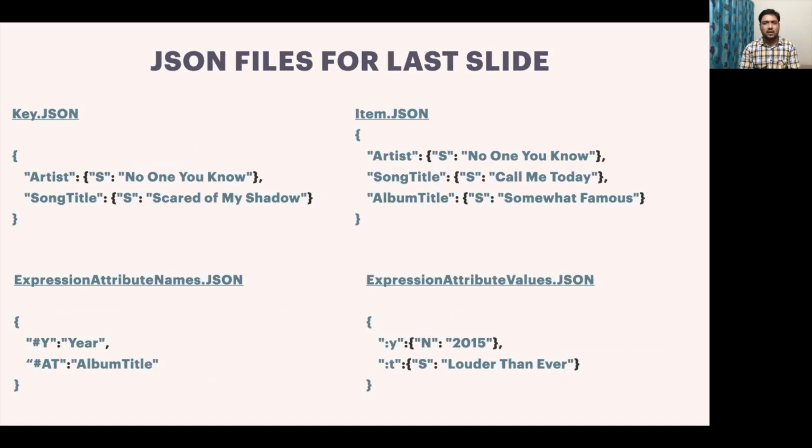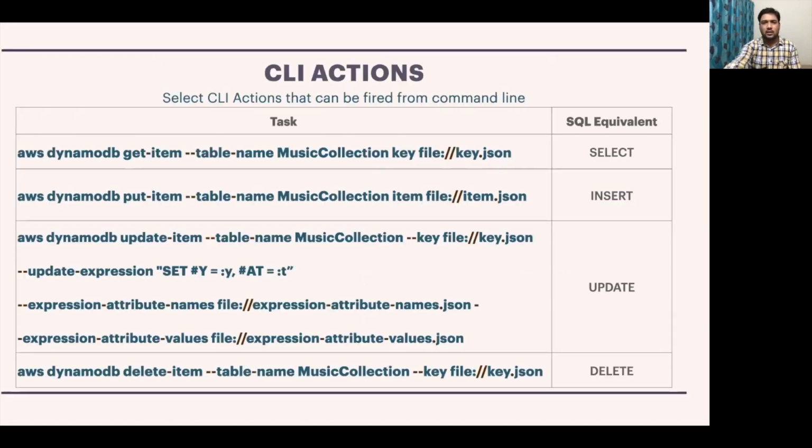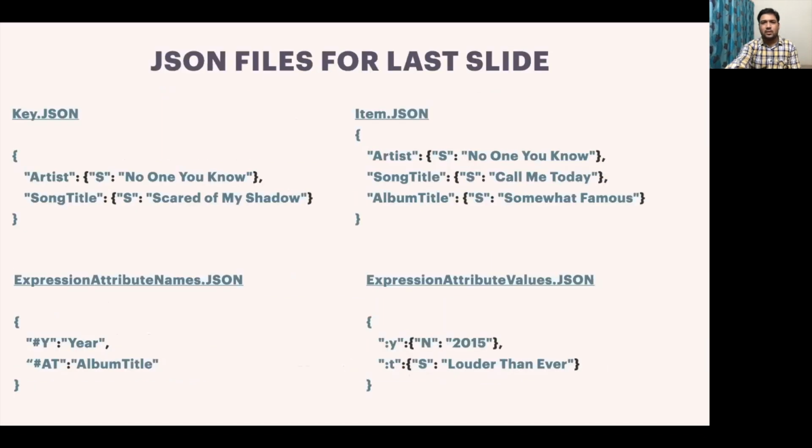So let's look at this JSON. Basically it's a key.json. If you see, it says artist, where S stands for string and it has the corresponding value, and then song title, S, which again signifies string, and then some value. If we go back to that particular get-item, what it will do is go and look at the music collection, and it will look for a key whose attribute name is artist and the value is No One You Know. That is your partition key. And within the partition key, it is looking for a song which has the title Scared of My Shadow.